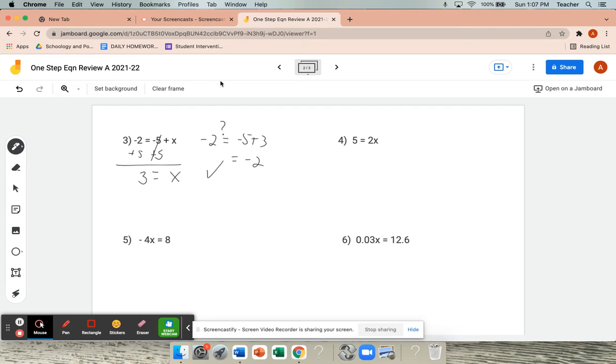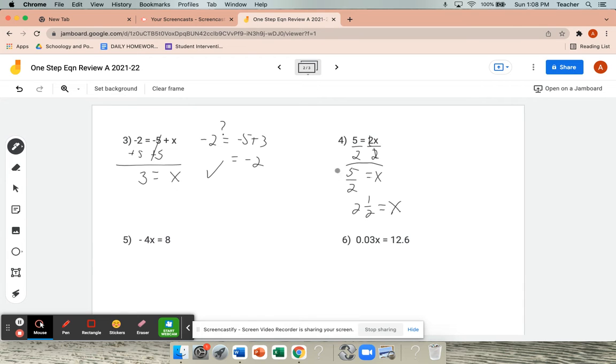Now, when we have something like number 4, remember when there's no operation, that's multiplication. 2 times x. So the way we undo multiplication is we divide, and we always show it as a fraction. And we show it this way because 2 divided by 2 is 1x. And we have x equals 5 halves. And that also equals 2.5.